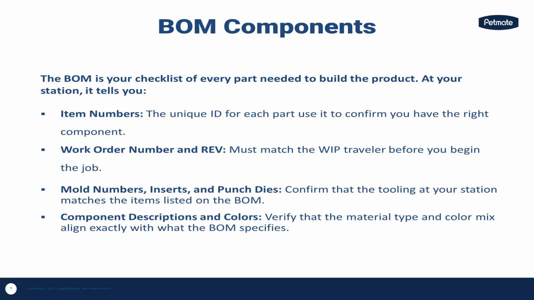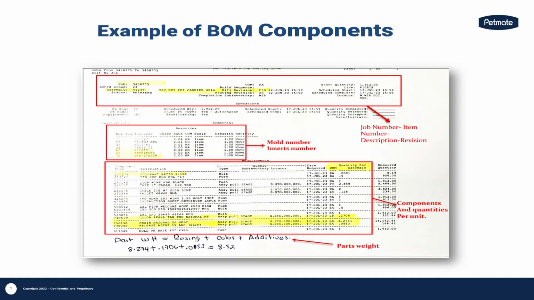The BOM is your checklist for every part needed to build the product. It ensures that each component is correctly identified and used in production. Here's a visual example of BOM components, highlighting key areas like item numbers and descriptions. This helps in verifying each part during production.